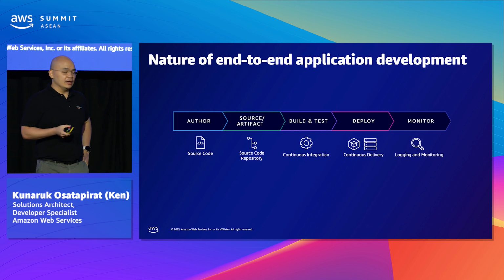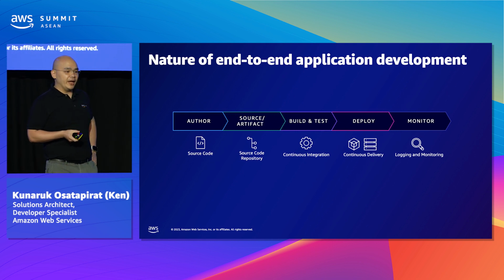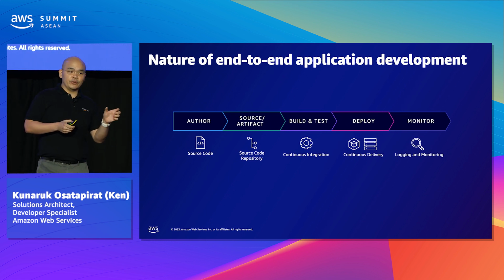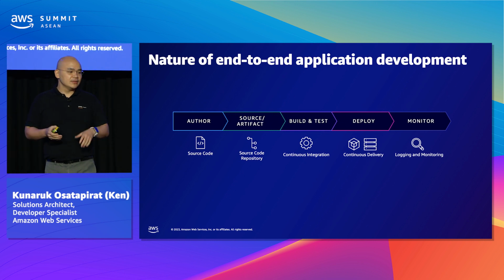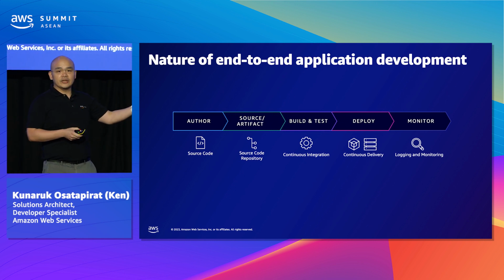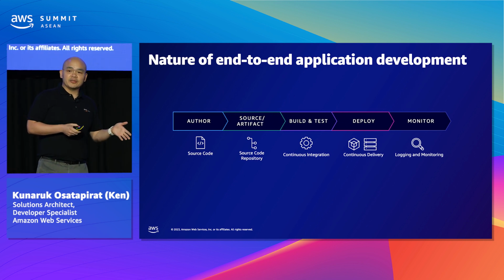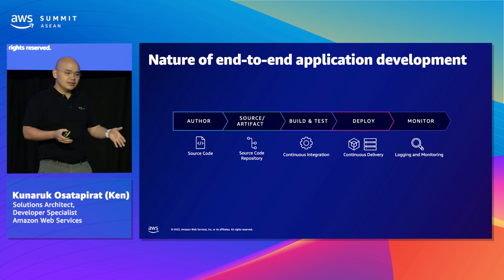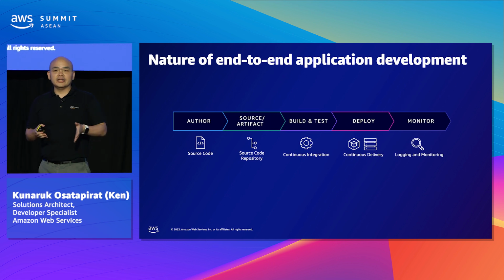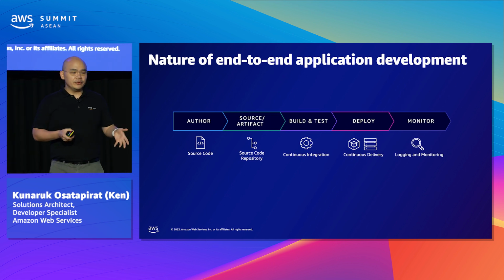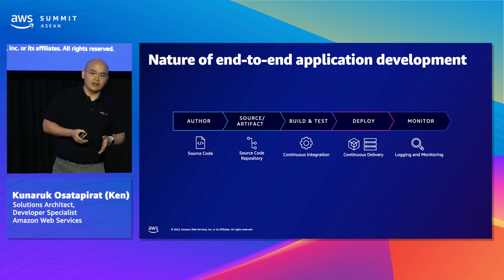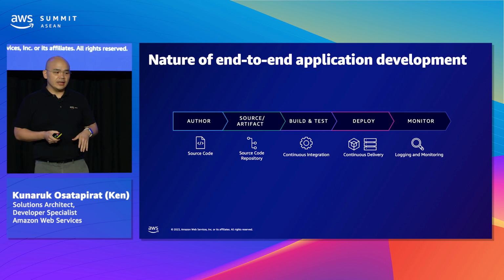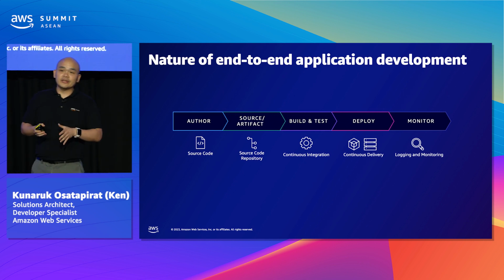So now let's have a look at the nature of application development today. Normally you're going to start with authoring your code. It can be the source code or the infrastructure as code. And then you're going to store the code in a source code repository. You may use a Git repository, or in the past it would be Subversion. After that, you may create CI/CD pipelines, or continuous integration and delivery, to build, test, and deploy your application on the platform. And once the application has been deployed, you can monitor your system using logging and monitoring tools.